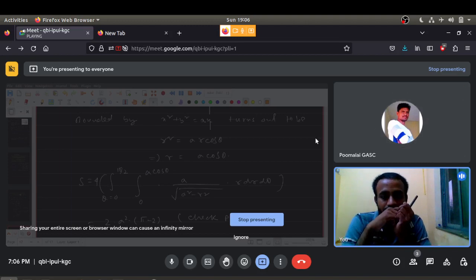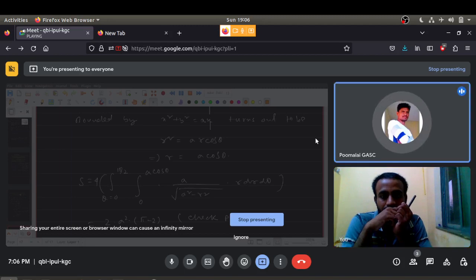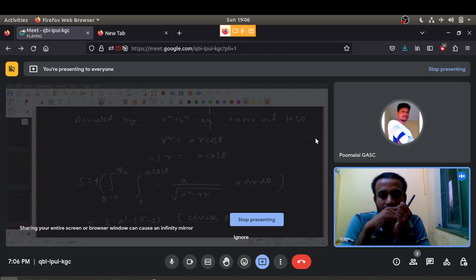What is a surface integral? A surface integral can give a volume of the surface or it may give the area of the surface.